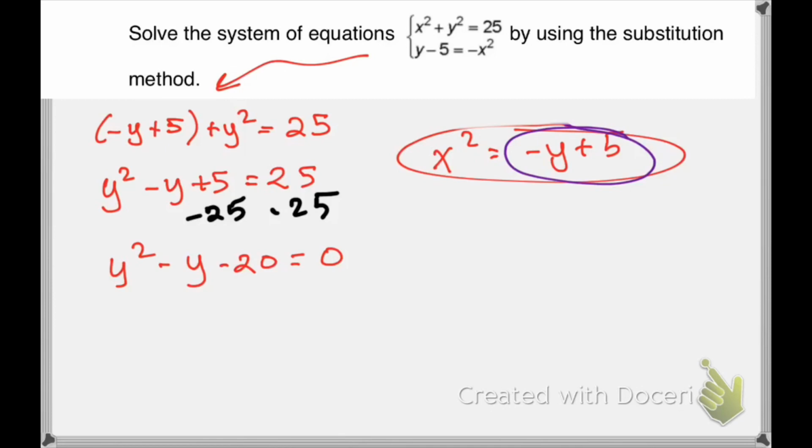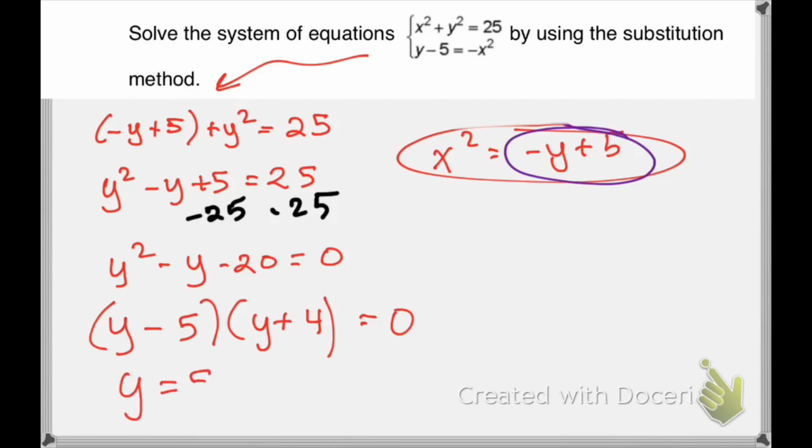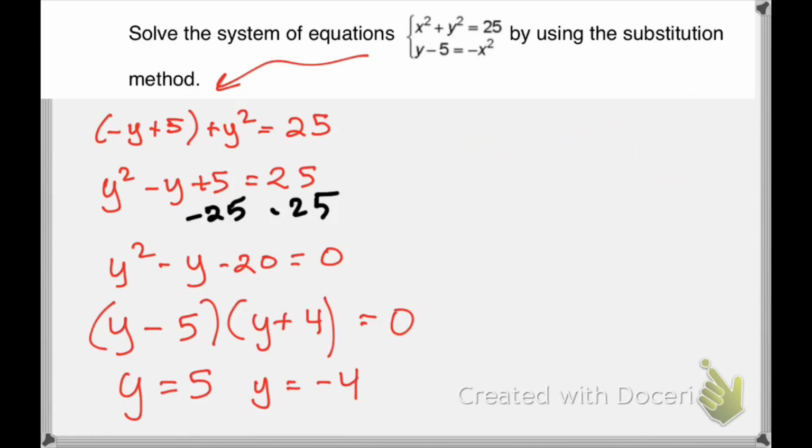Now I can factor this using a's and b's. So I get y minus 5, y plus 4 equals 0. So y is equal to 5, and y equals negative 4. Now I'm not done, because remember I have to have an xy coordinate. All I've done is just solve for the y part. Notice that I have two y solutions, which is totally fine, because all this means is that I'm going to have multiple points of intersection.